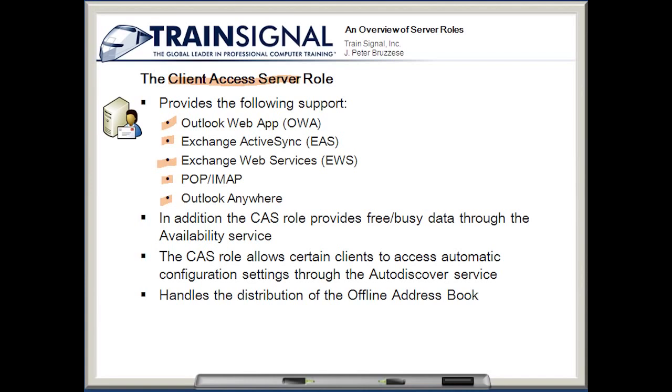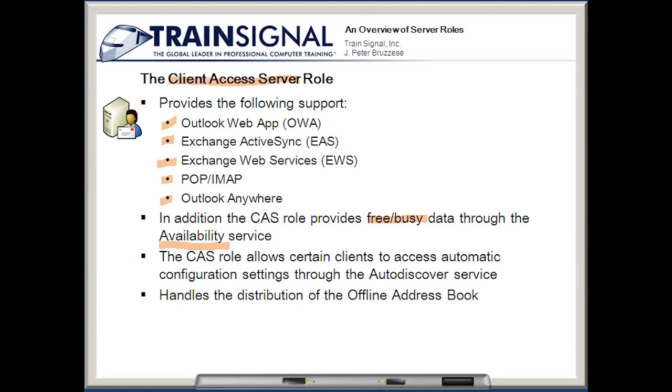For example, the client access server role provides free busy data through the availability service. Now, free busy data, that's something that we may have heard in previous versions of Exchange, and we may never have understood what it means, free busy. But it's basically a simple term to describe availability, and so they changed the name.